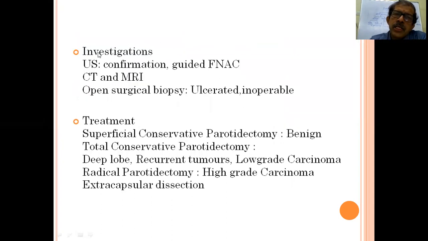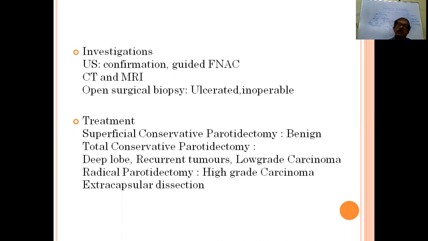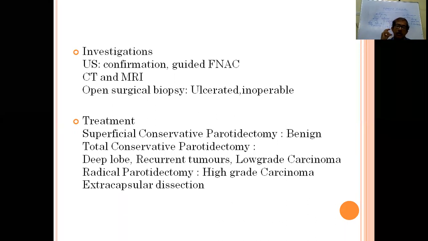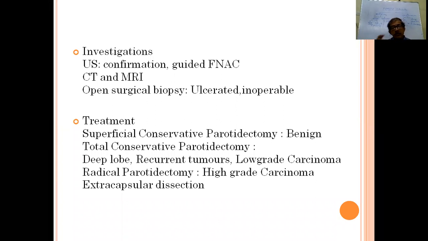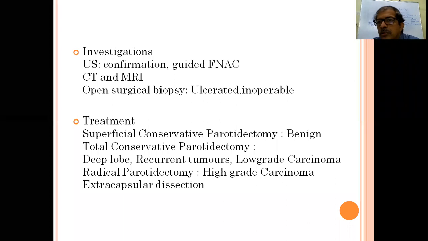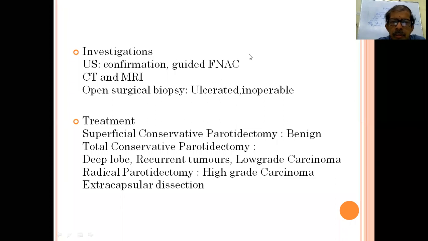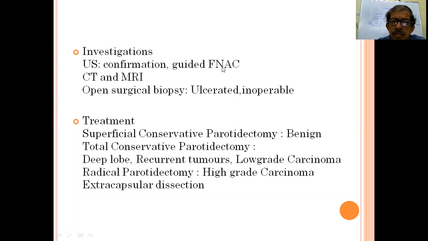So what are the investigations? After clinical examination, you have to confirm the organ, because in the parotid region you do not know whether it is lymph node, parotid gland, surrounding muscle or subcutaneous tissue. So you do not know if it is coming from the parotid or not. You may not be that perfect in clinical examination. So you have to confirm the organ by ultrasound, and you have to do FNAC. Ultrasound guided FNAC is best.